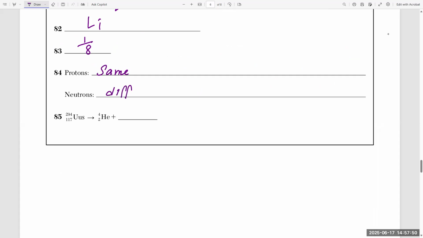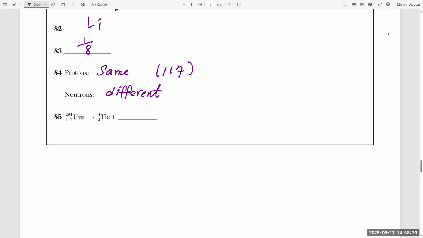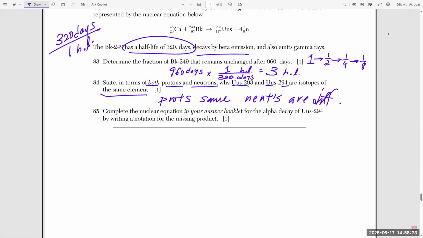Now, if you really wanted to, you can look them up and write the numbers down. I think the number of protons is 117 or something like that. So you can write it if you want to. You don't have to. It's completely unnecessary. And then the neutrons, you have two different numbers: 293 minus 117 and 294 minus 117. I wouldn't really go about doing that. Just do the definition.